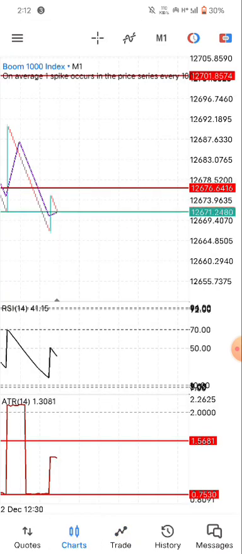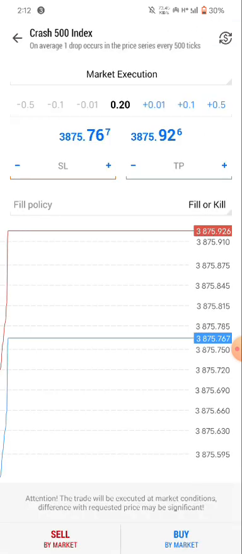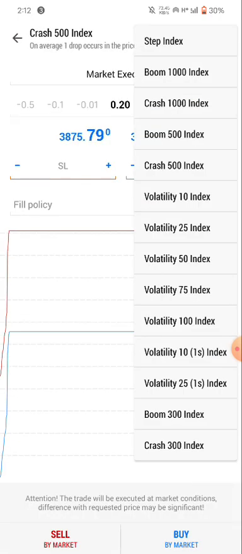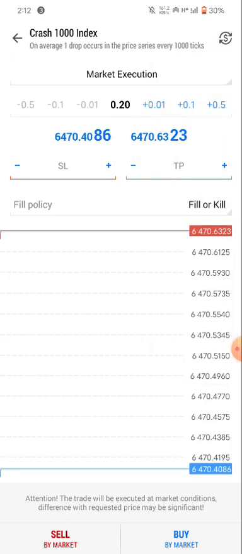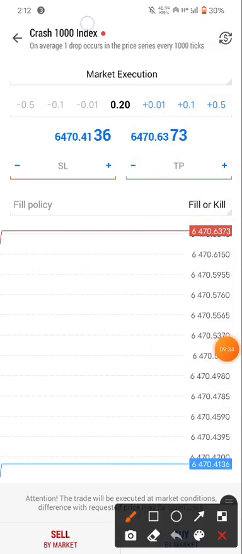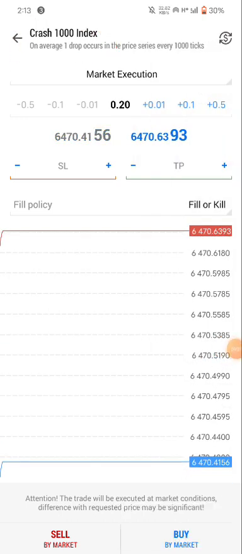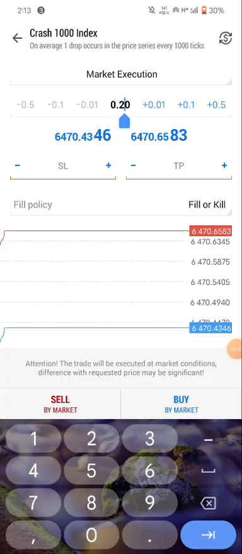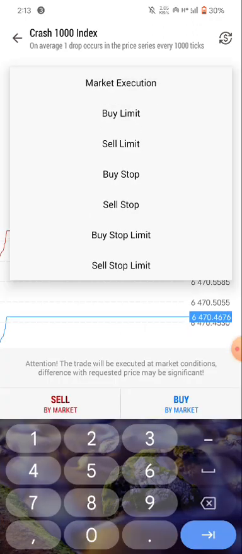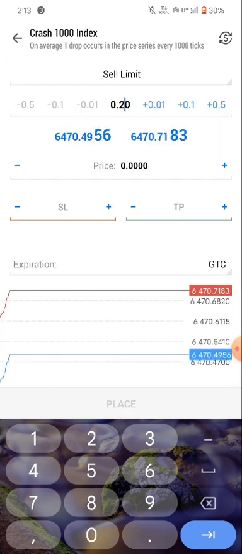So I'm just going to come back here, click on it, then click on this dollar sign, then go for my crash 1000 index. You can see that it has changed at the upper part. Then I'm going to use the lot size I want to use, which is 0.2. Then I'm going to tap on this market execution. Then I'm going to go for sell limit.